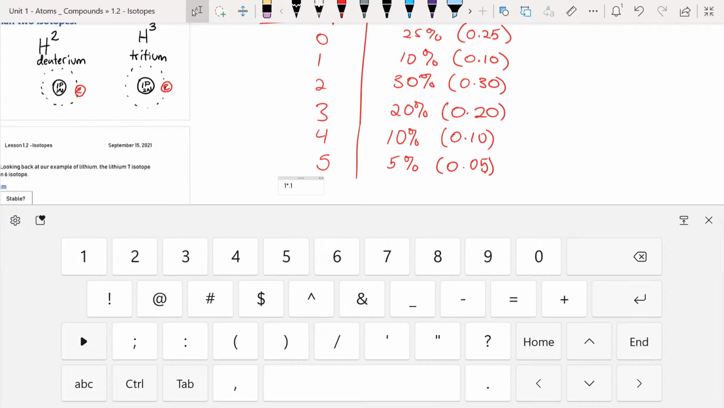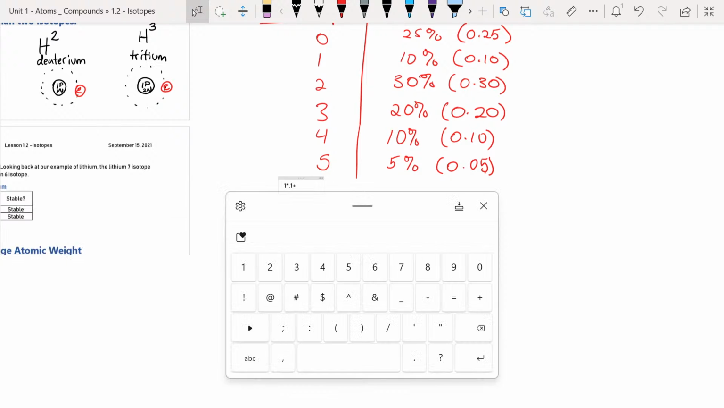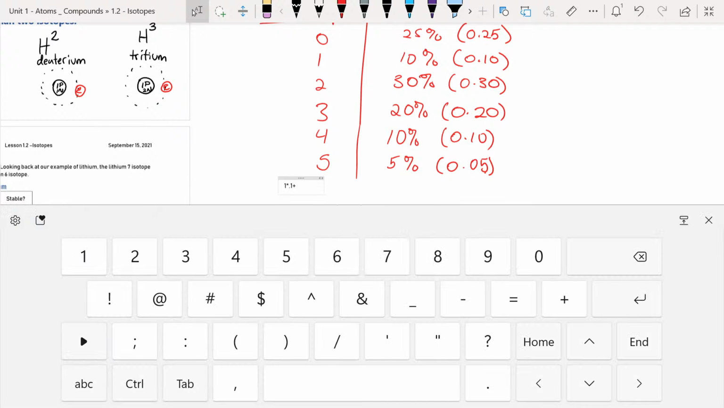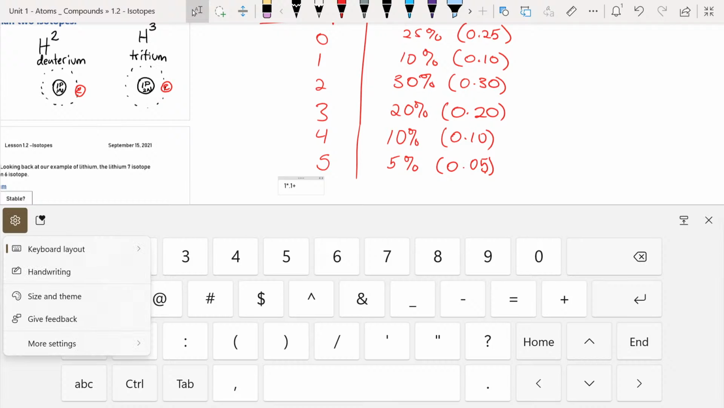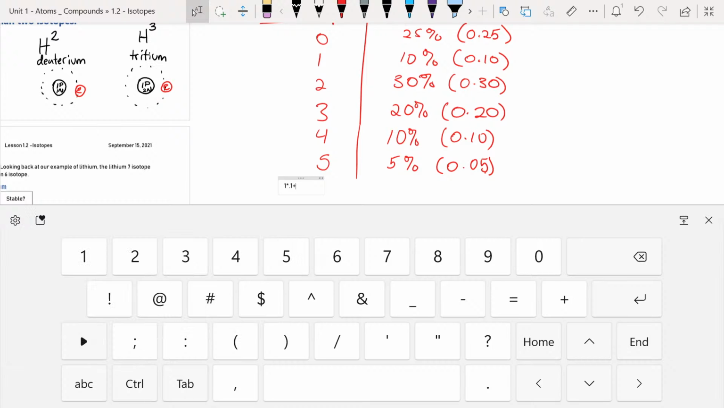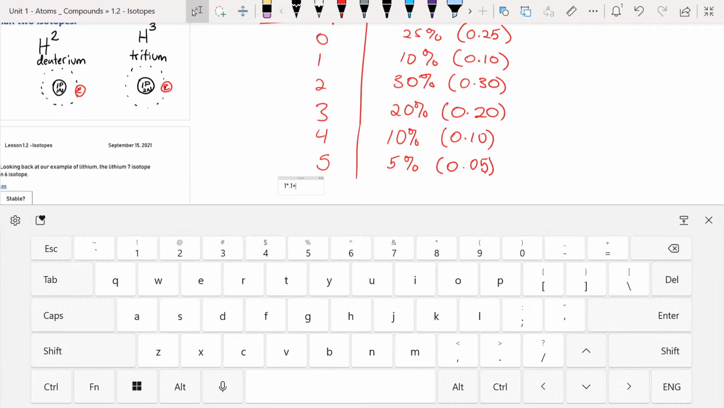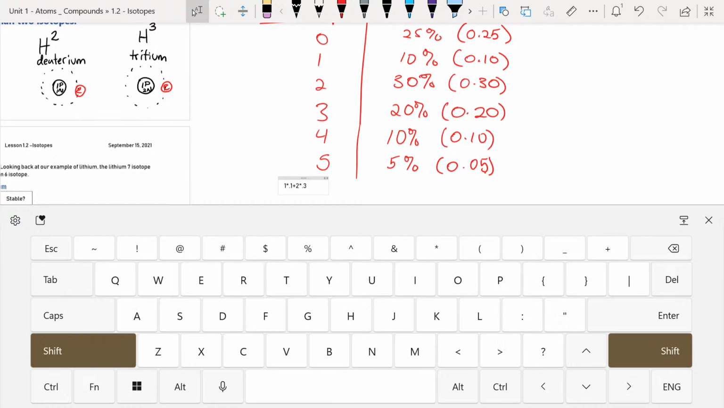plus... Where's my just nice number keyboard? I just updated my computer, and yeah, I'm not traditional. Okay, well, whatever. Plus 2 times 0.3. This is not better. But okay, we'll get there.